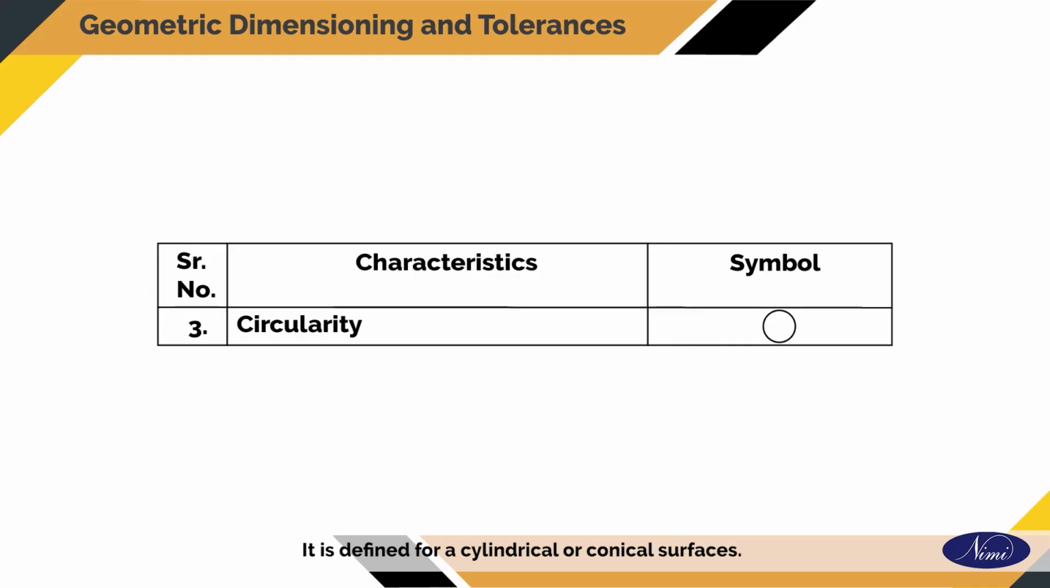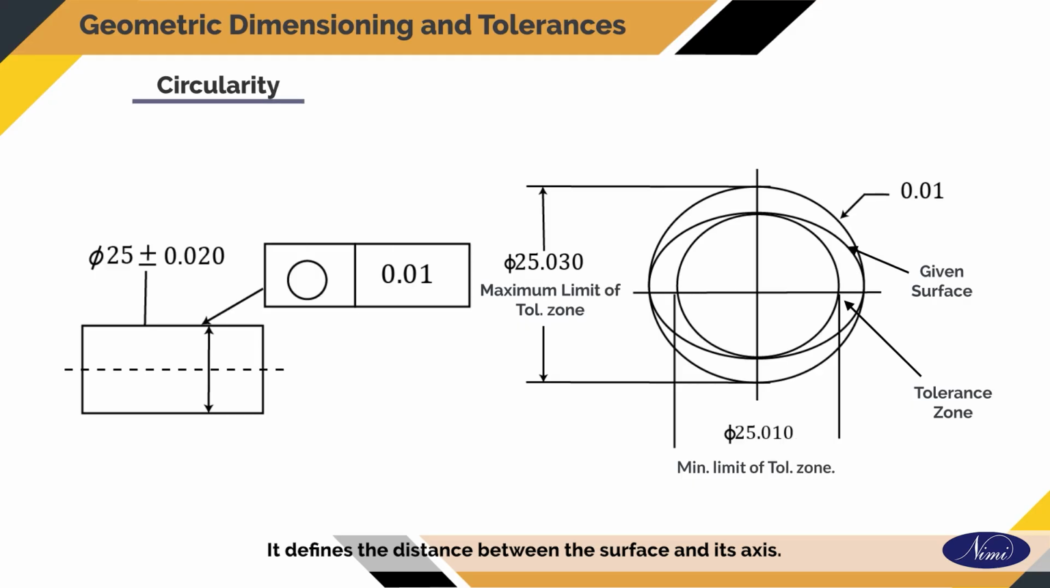Circularity. It is defined for cylindrical or conical surfaces as the distance between the surface and its axis. Ideally, all points on a surface at a cross-section should be equidistant from the axis for the cross-section to be perfectly circular. The tolerance on circularity is defined by 2 concentric circles within which a surface can lie. The distance between the 2 concentric circles is called tolerance.